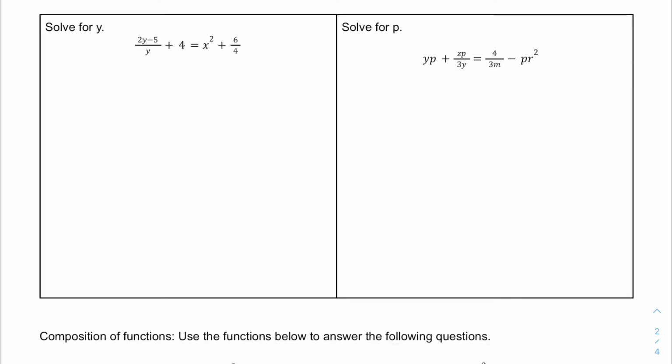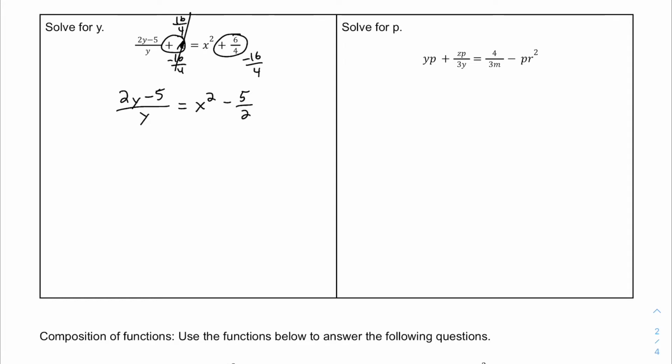For this next problem, I want to solve for y. I notice that I have this constant of 4 and constant of 6/4 that I would like to combine. So I'm going to turn 4 into 16/4 so that it has a common denominator. And then I will subtract 16/4 from both sides. And I will get 2y minus 5 over y is equal to x squared. 6/4 minus 16/4 is negative 10/4. Okay, and I can actually reduce that down to negative 5 over 2.